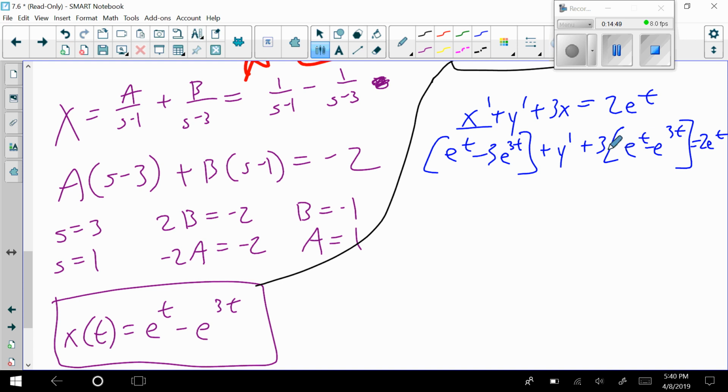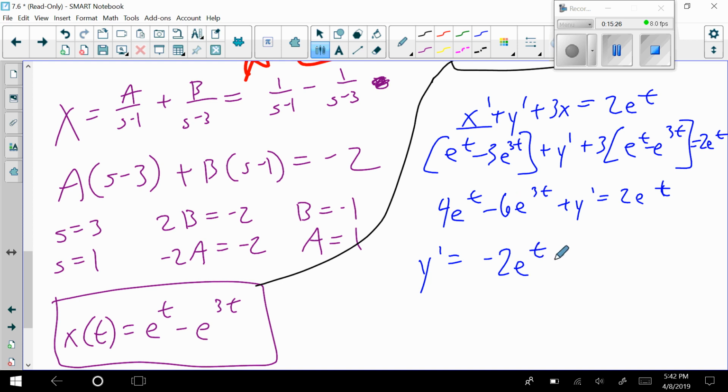Okay, well, here this is 3e to the t, this is an e to the t, so that's 4e to the t. This is a negative 3e to the 3t, this would be a negative 3e to the 3t, which is negative 6e to the 3t, plus y prime equals this 2e to the t. And now working this across, this would be y prime is equal to, subtract that over, that's negative 2e to the t plus 6e to the 3t.